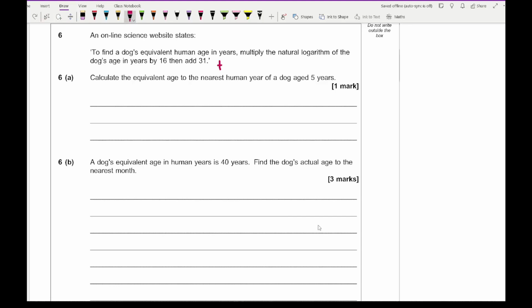So this is going to be the human age h equals 16, and then it's going to be natural log, ln, of the dog's age d, plus 31. So then from this, in part A, what we want to do is to substitute d equals 5. So that then becomes h equals 16 ln of 5 plus 31. And if I just go straight into typing that into my calculator, I get an answer of roughly 57 years.